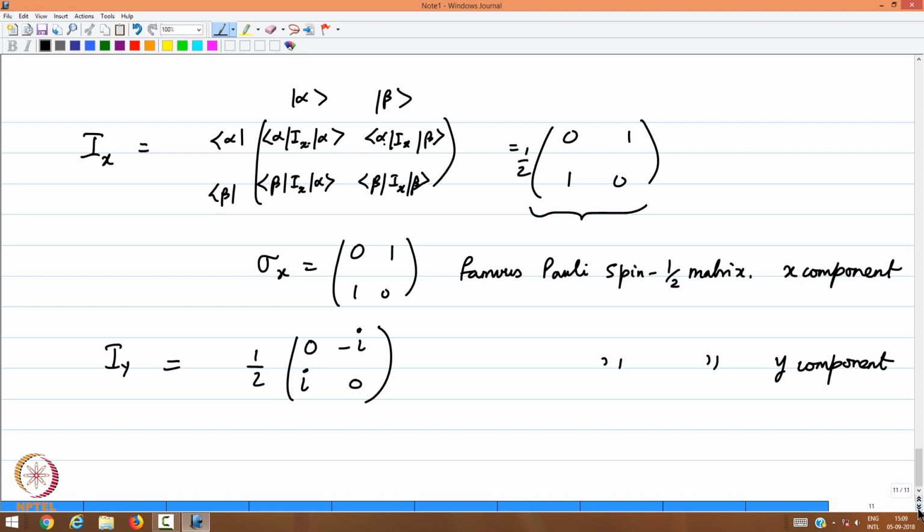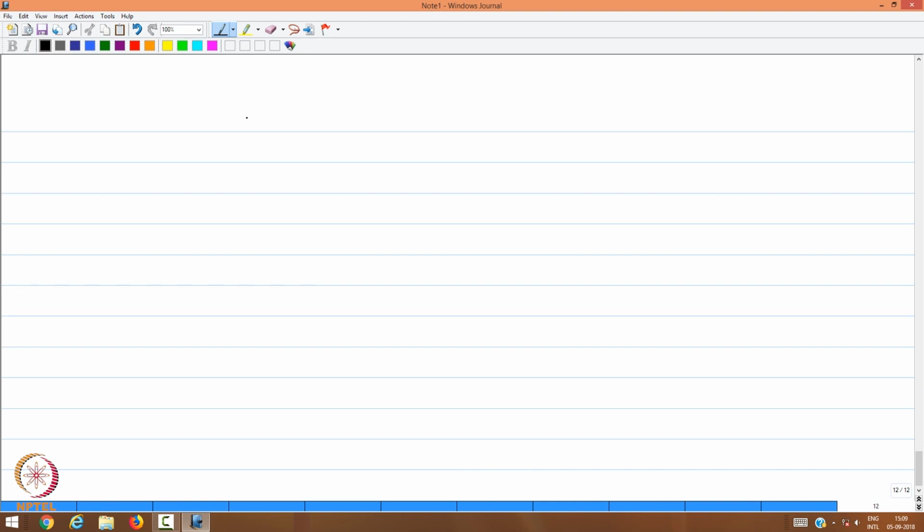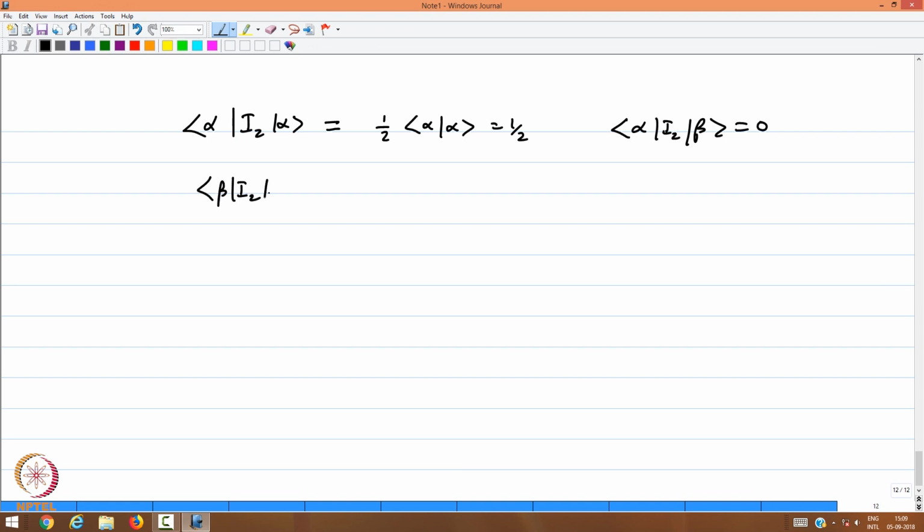Okay. What is the Z component? That is easy, because Iz on alpha gives you half alpha, therefore this element is 1 by 2 alpha alpha, and it is 1 by 2. And again alpha Iz on beta is 0, because this gives you beta back, and orthogonality makes this result go to 0. Beta Iz on alpha is also 0, beta Iz on beta is minus 1 half.